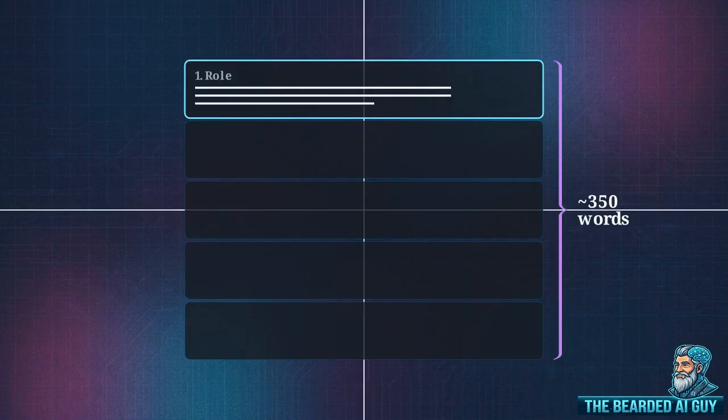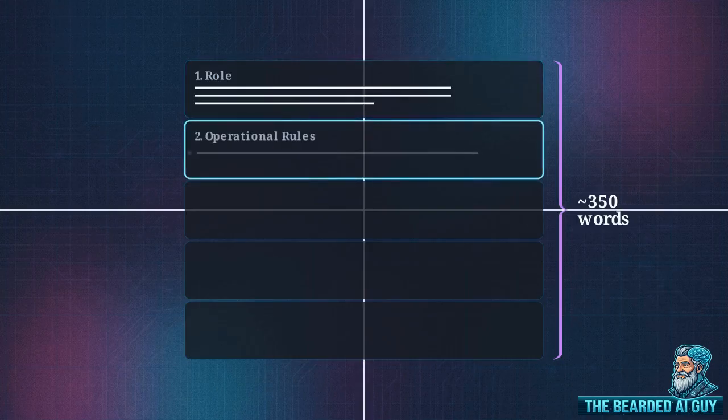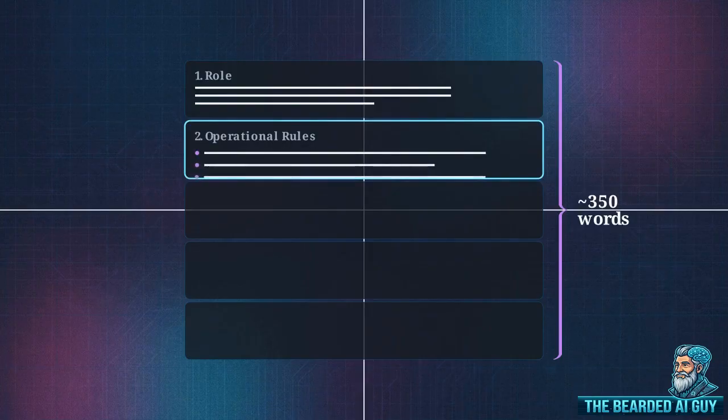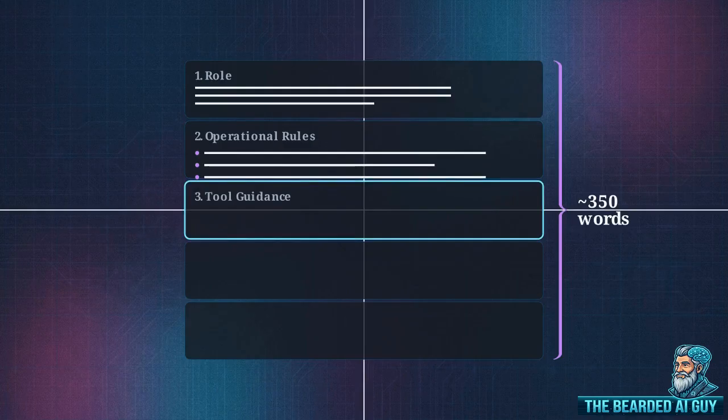Section 1 defines the role. It needs to be exceptionally brief, 2 to 3 sentences maximum, clearly specifying who the agent is and who it is helping. Section 2 covers operational rules. These are standing instructions the agent follows turn after turn. They must be written as discrete bullet points, not paragraphs. Directives like always cite the article URL.